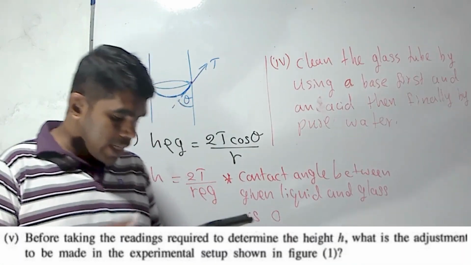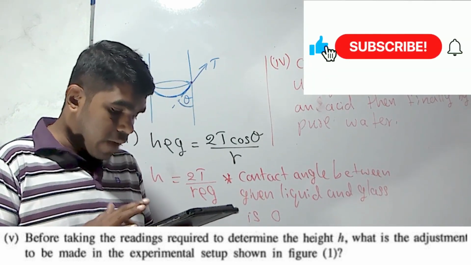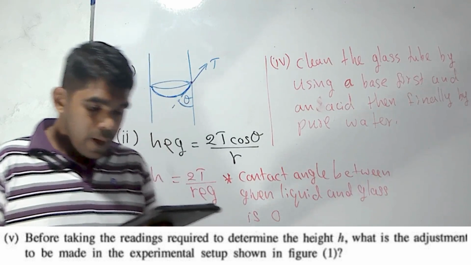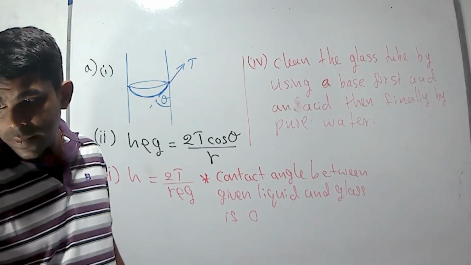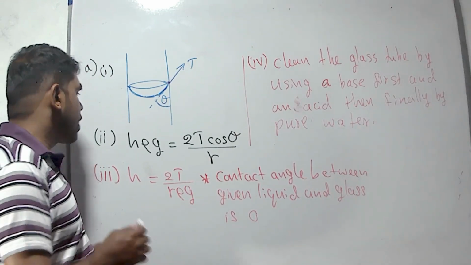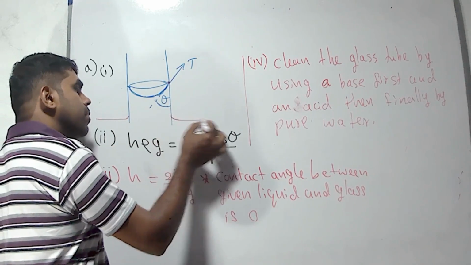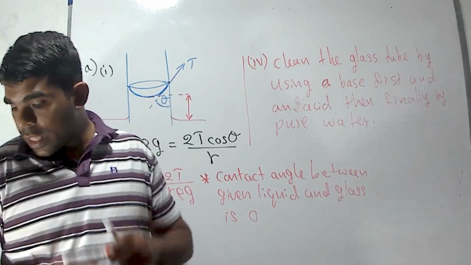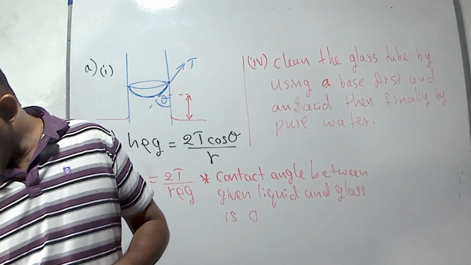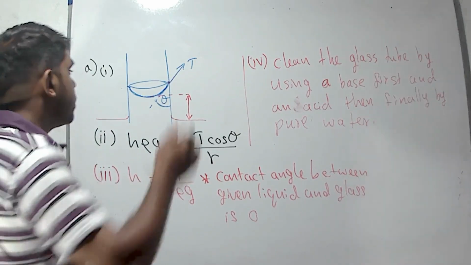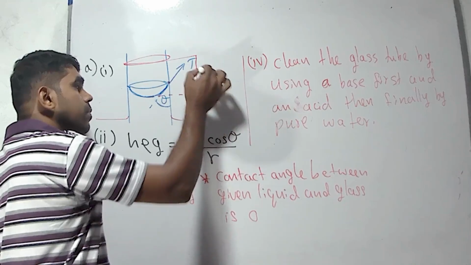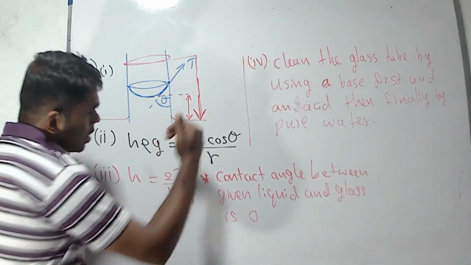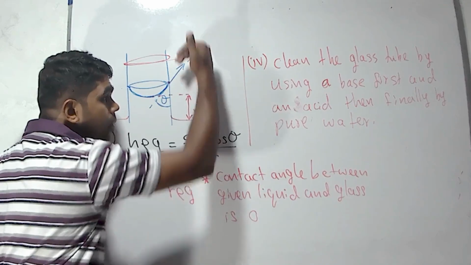Then part 5. Before taking the readings required to determine the height h, what is the adjustment to be made in the experimental setup shown in figure 1? We have to get the capillary height. Capillary height means the height between this surface and this position. In the given experimental setup, they have given a pointer like this. We have to adjust the lab jack such that the liquid surface is touching the pointer.